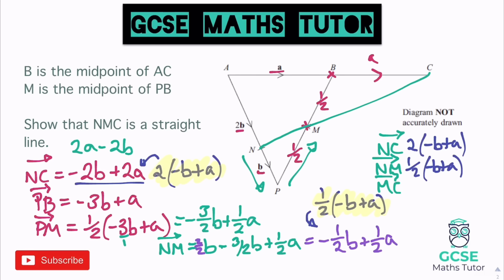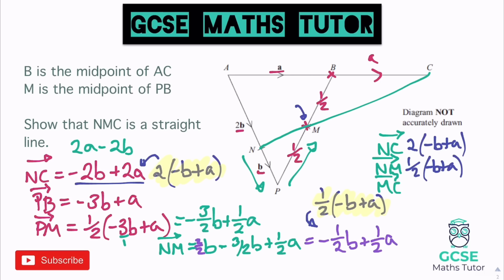Now, if we've got the same vector there, minus b plus a, it means that the lines are going in the same direction. And if they're going in the same direction and they're connected here at m, then they must be on the same straight line, because if they're going in the same direction, they're connected together at that point m, then they have to be going in the same straight line.